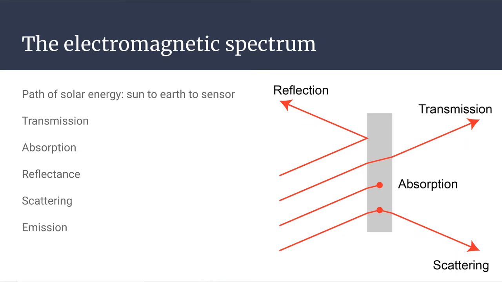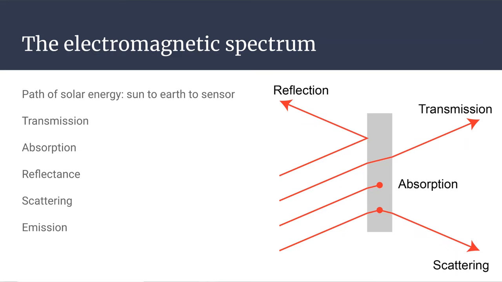Energy can also be scattered. This is where the energy hits that substance, hits that matter, and then the direction of that incoming energy is kind of just randomly changed and the energy heads off in all directions.